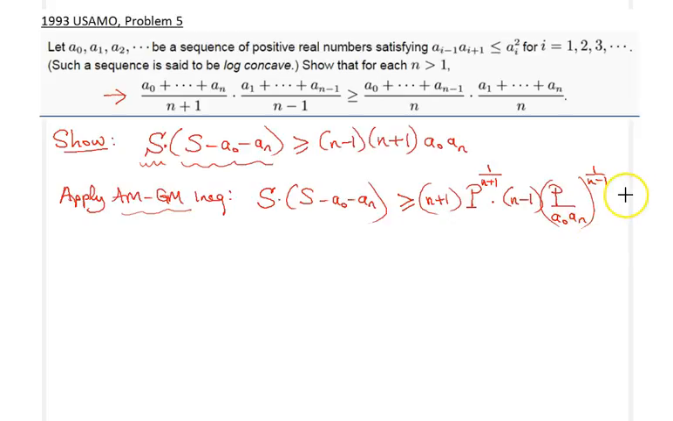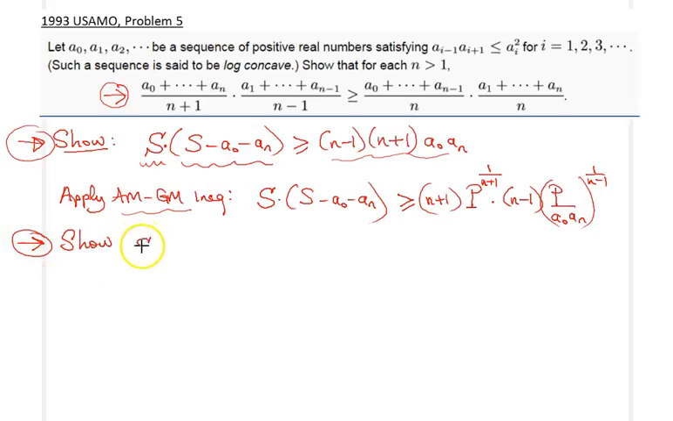I want to show that this expression is actually greater than or equal to what I have here. Actually, let me just do it on the next line, so that would be more clear. So therefore, the problem first reduced from this form to this form. Now I have further reduced to a more interesting form. So I need to show that s minus a sub 0 minus a sub n is greater than or equal to this expression here. Oh, sorry, my bad. So let me just do it again.